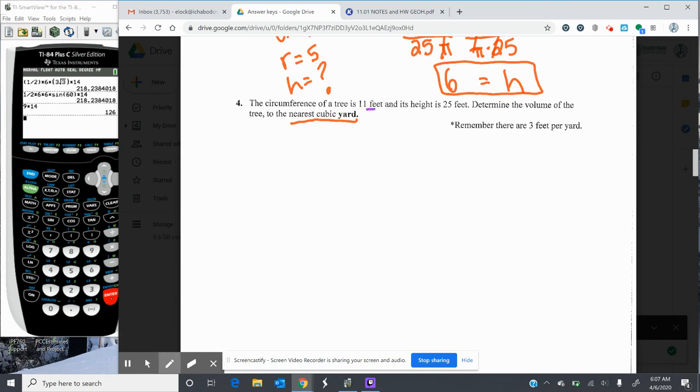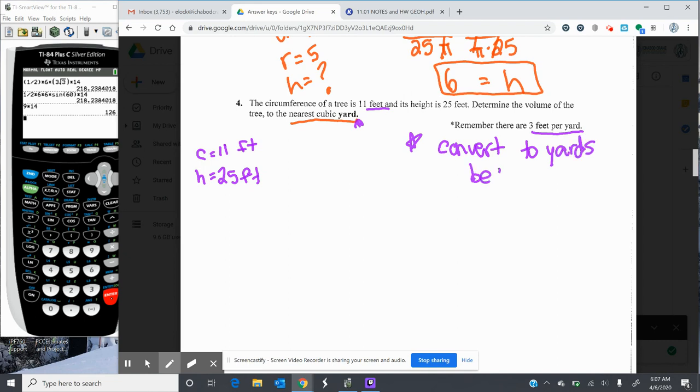They gave us a height. I'm sorry, the circumference of the tree is 11. Its height equals 25. And the measurements are in feet. But we need to go to yards. So remember there are 3 feet per yard. And what you're going to want to do is convert to yards before finding your volume.